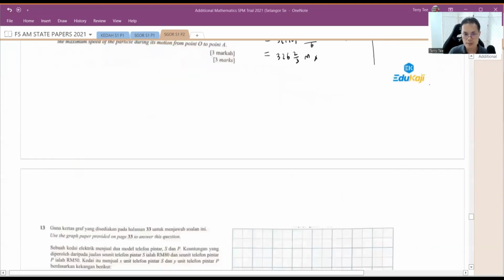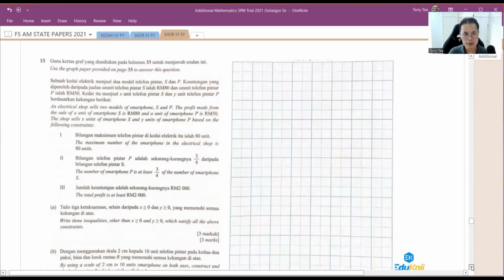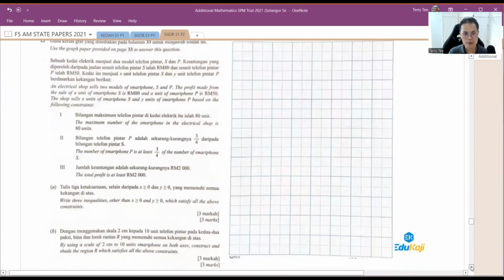Okay, moving on to question number 13. This is your linear programming question. So I'm going to squeeze in everything inside here, a bit small space. Now, we have an electrical shop that sells 2 models of smartphone, S and P. Profit made from the sale of smartphone S is 80. Smartphone P is 50. The shop sells x smartphone S, y smartphone P.